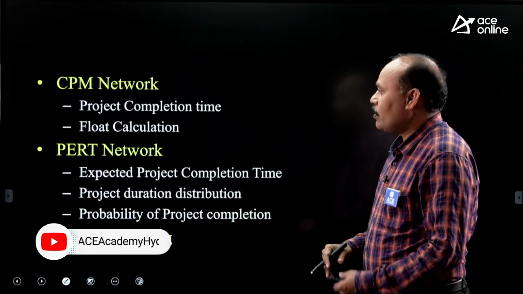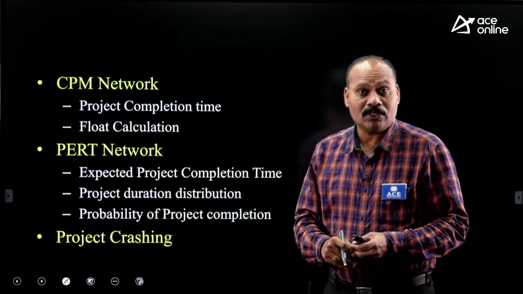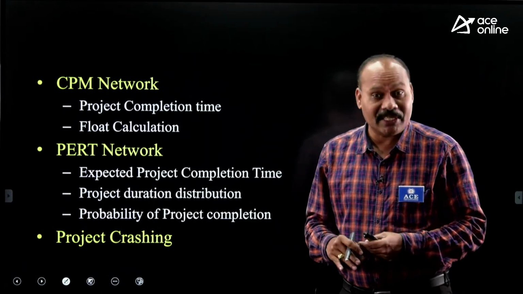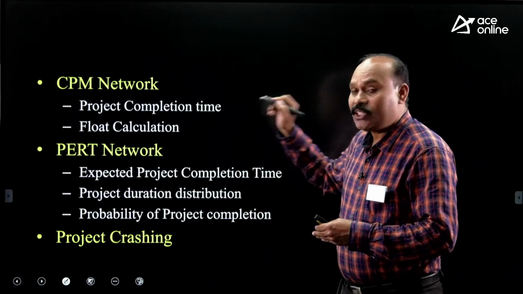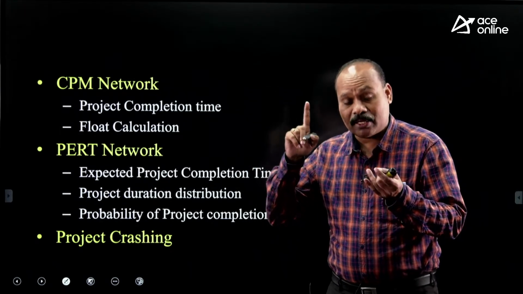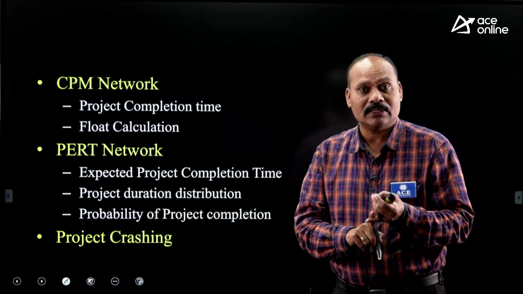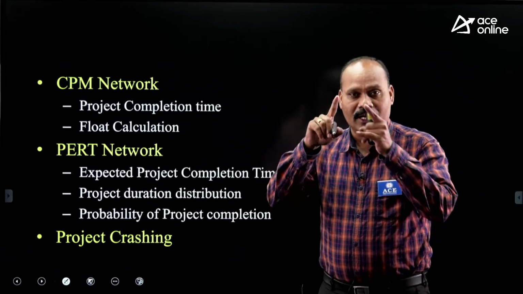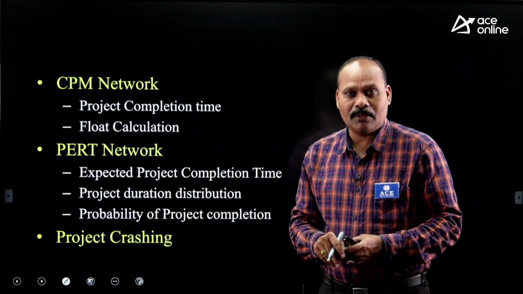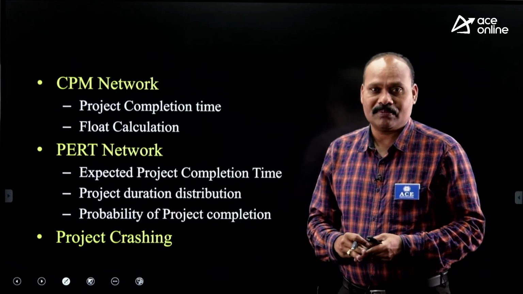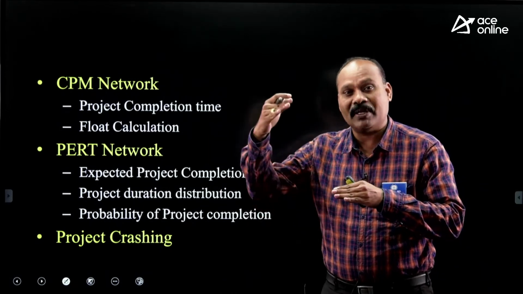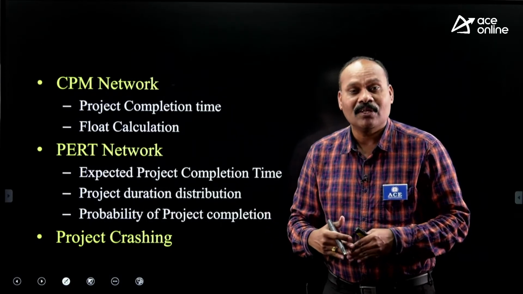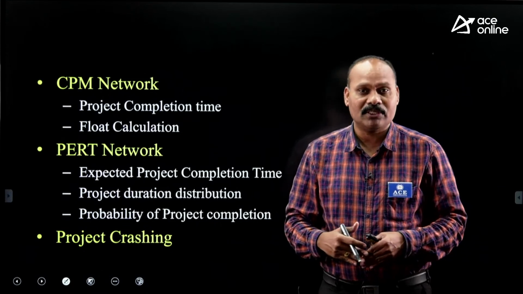Under CPM network, we may expect questions related to project completion time. For project completion time, sometimes a diagram is given to you, sometimes a table is given. In the table, you can find 3 columns. The first column is activity, the second column is depends on or predecessor, the third column is activity duration.